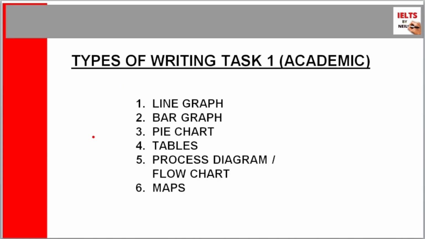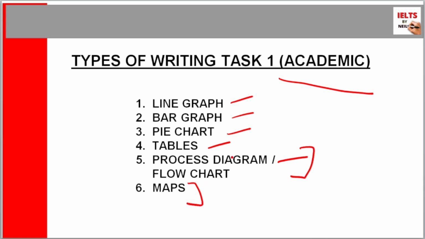These are the types of questions in IELTS writing task 1 Academic. Line graph, bar graph, pie charts, table, process diagrams, and flow charts are under the same category, and then the maps. In our coming videos we will cover all the types of questions. To start with, today we are going to talk about the bar graph. So without wasting any time, let's begin.